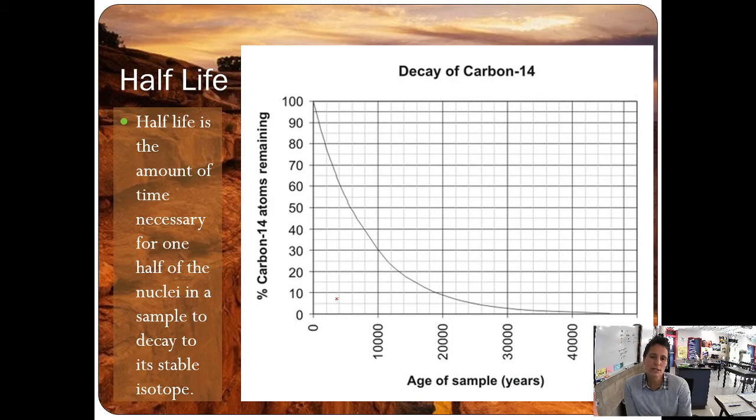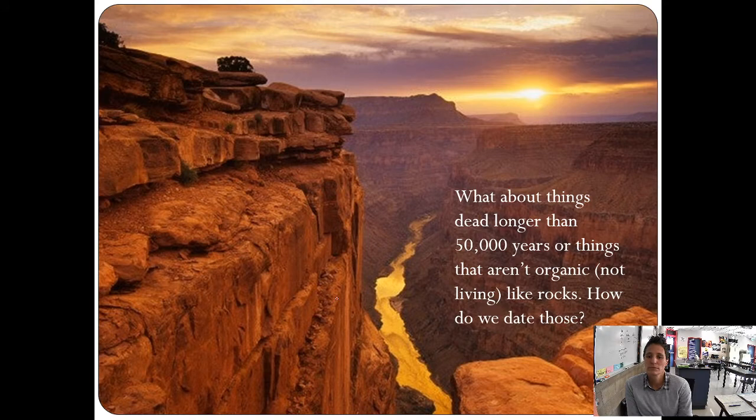Okay, so that guy was talking about half-lives, okay? And the half-life is the amount of time necessary for half of the nuclei in the sample to decay to its stable isotope. Okay, so you'll see in the video how they figure that out. Okay. So one of the things that happens is carbon-14 dating can only take us back about 50,000 years. So anything that's older than that, you can't use this type of dating. You have to use something else.